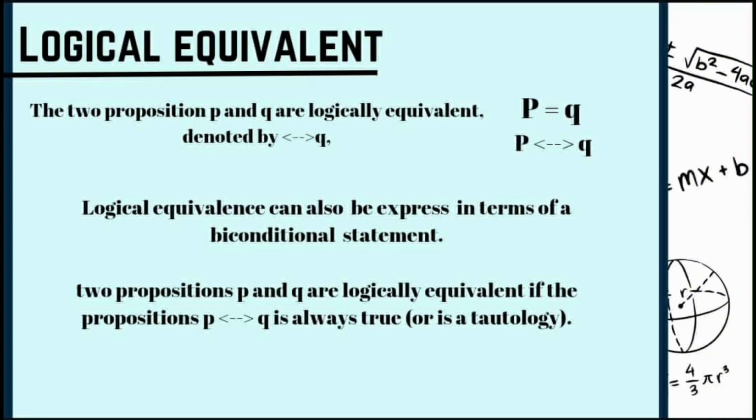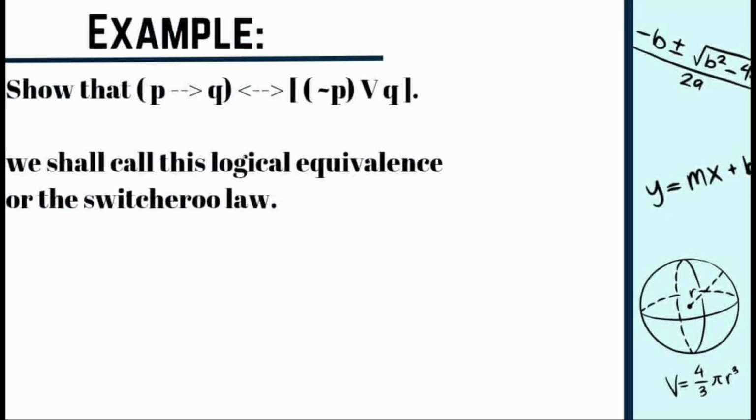Logical equivalence. The two propositions P and Q are logically equivalent, denoted by P if and only if Q. Logical equivalence can also be expressed in terms of a biconditional statement. Two propositions P and Q are logically equivalent if the proposition P if and only if Q is always true, or is a tautology. Example: show that P then Q is logically equivalent to not P or Q. We shall call this logical equivalence the switcheroo law.